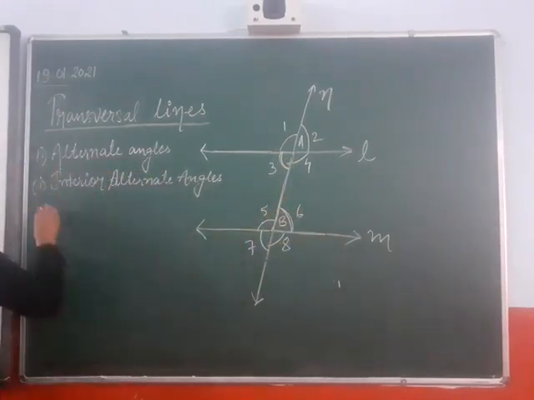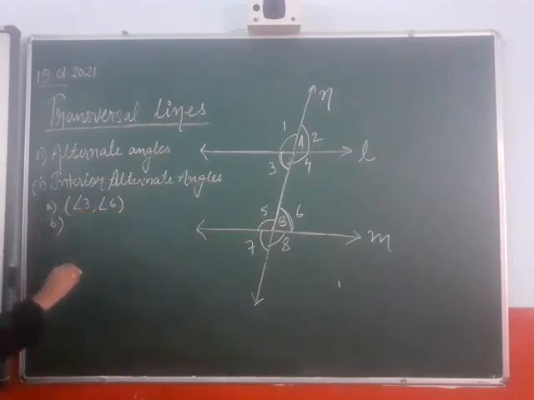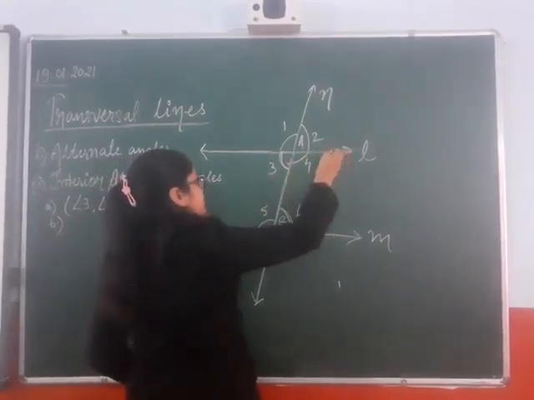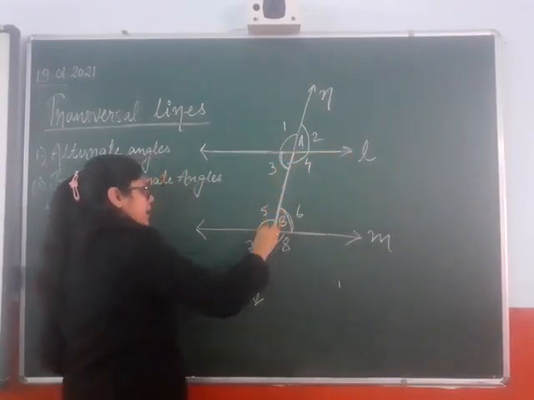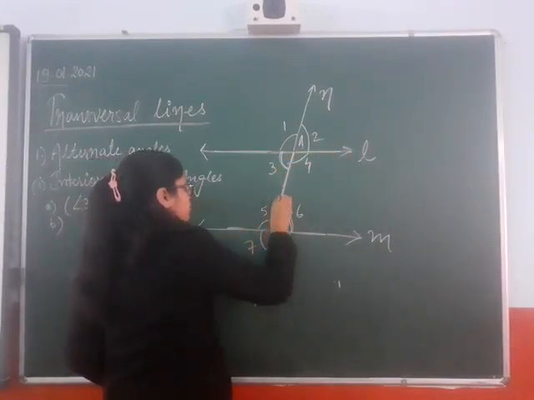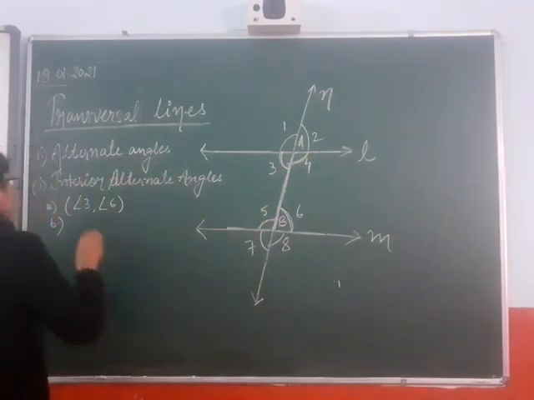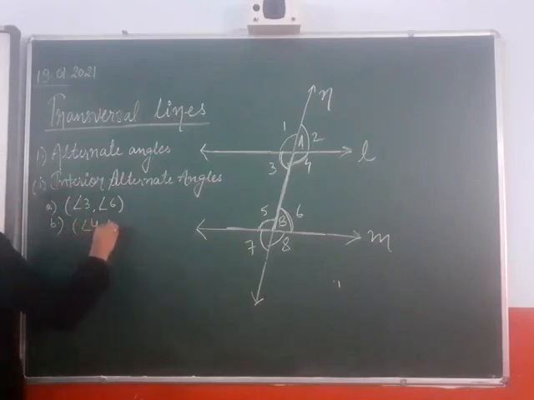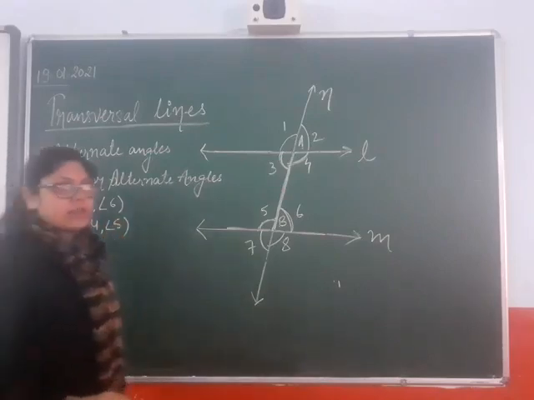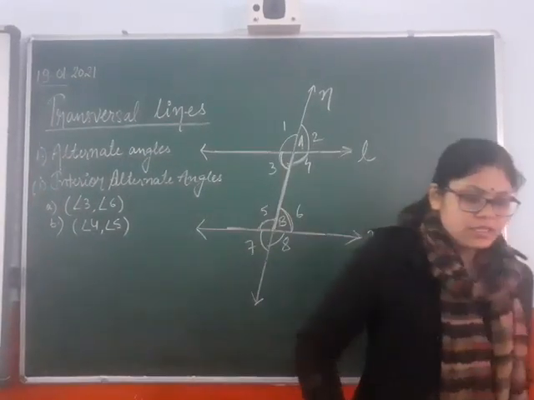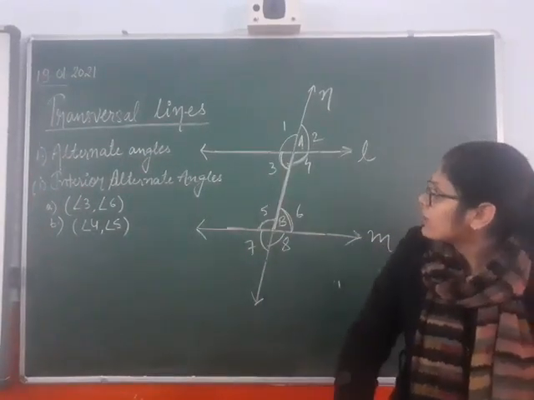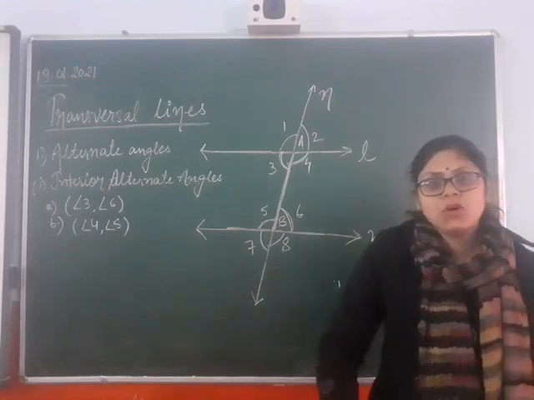So the first pair will be angle 3, angle 6, and the second will be, if you make it like this, just on the opposite side, which angles are forming in between? 4 and 5. So angle 3 and 6 and angle 4 and 5 are the 2 pairs of alternate interior angles, or you can say interior alternate angles.